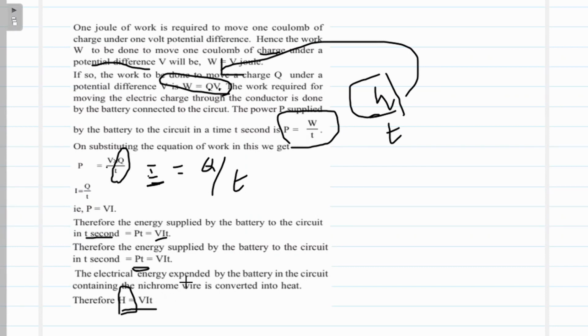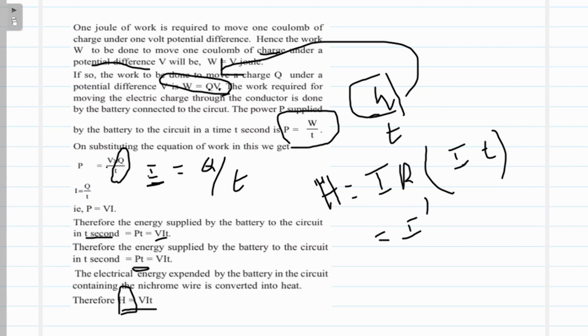Got it? Already we know Ohm's law. What is Ohm's law? V equals IR. So we substitute: H equals, already we know V equals IR, so IR into the remaining I into T. Here two I's are there, so you write I squared, I into I. So I squared into R into T.